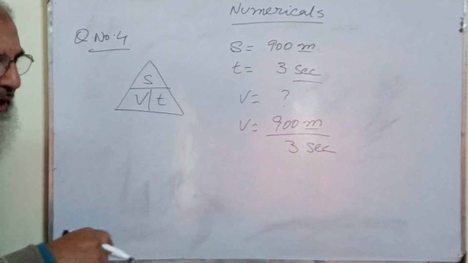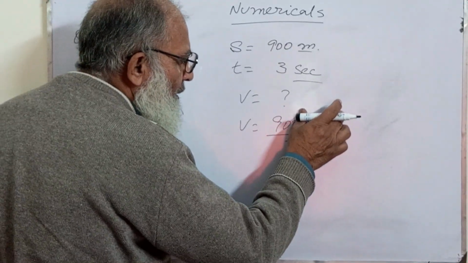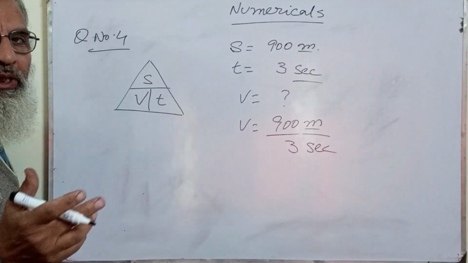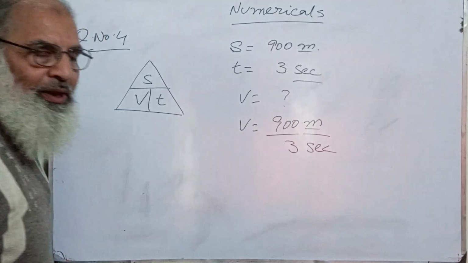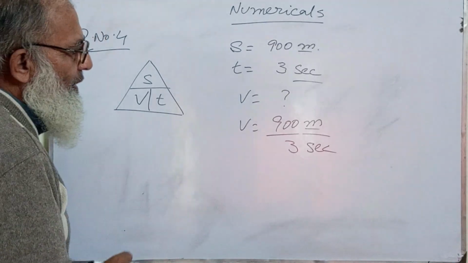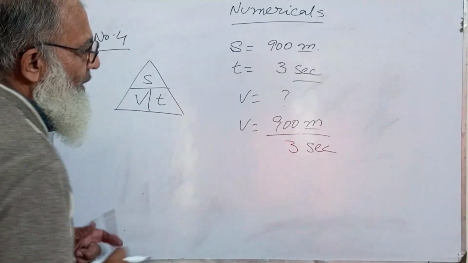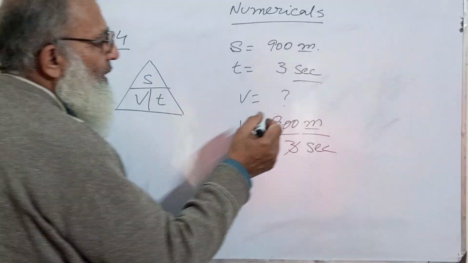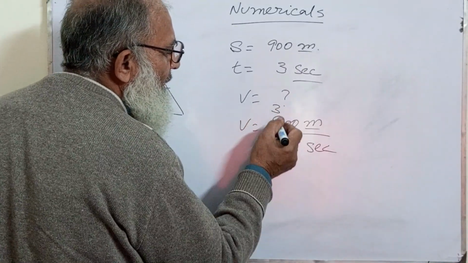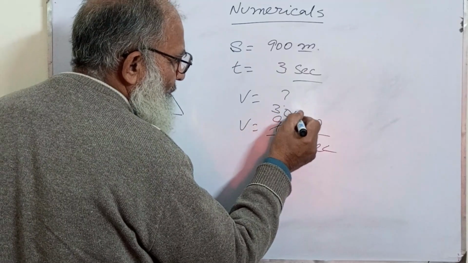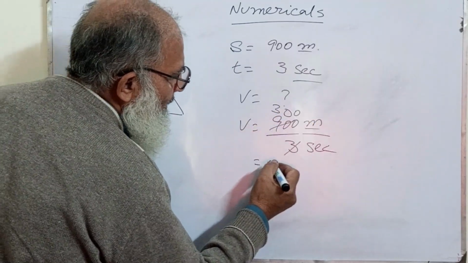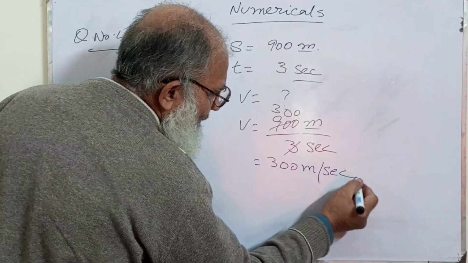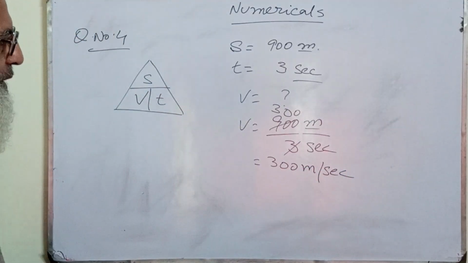Then in the end, you will not have to try to find what the unit will be. So here are the units, meters per second. Now it is divisible by 3. 3 times 9 and 0. So the answer is 300 meters per second. The speed is 300 meters per second.